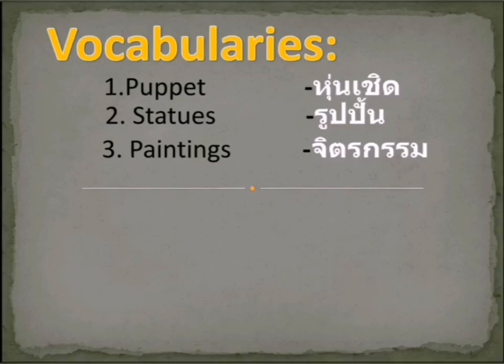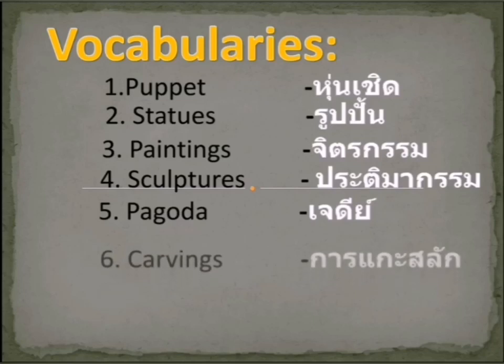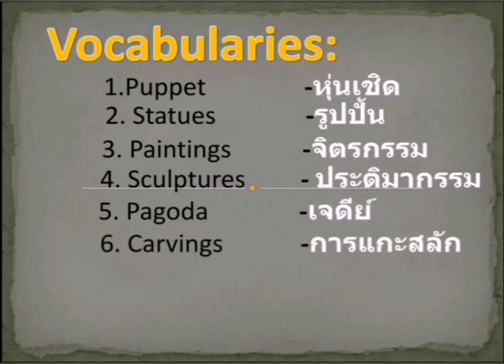Let's go to our next word. We have the word sculptures. Follow me, say sculptures. Sculptures in Thai means? Next, let's go to the word pagoda. Again, follow me, say pagoda. Pagoda in Thai means? Okay. Next, let's have the word carvings. Follow me, say carvings. Carvings in Thai means?